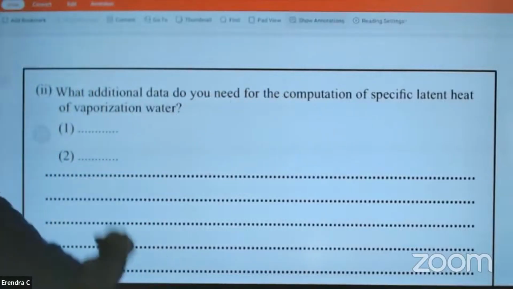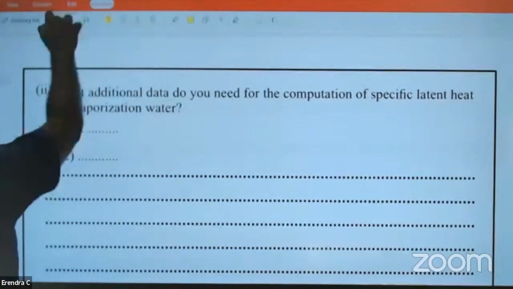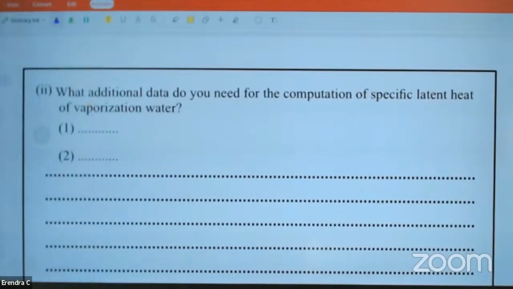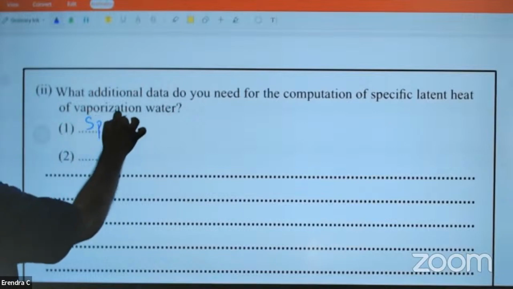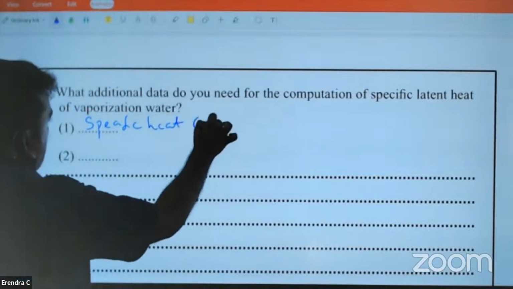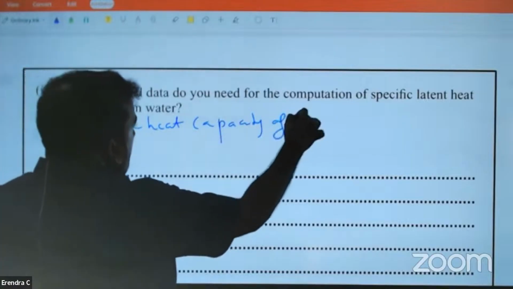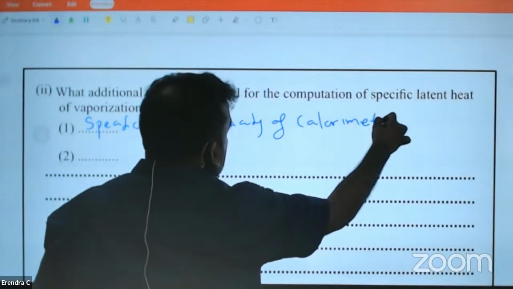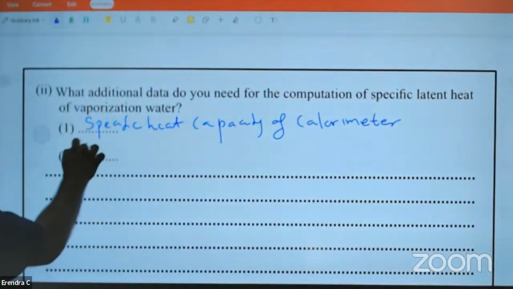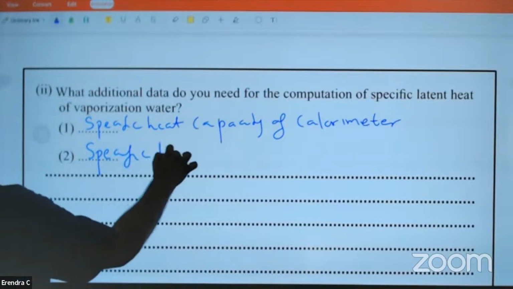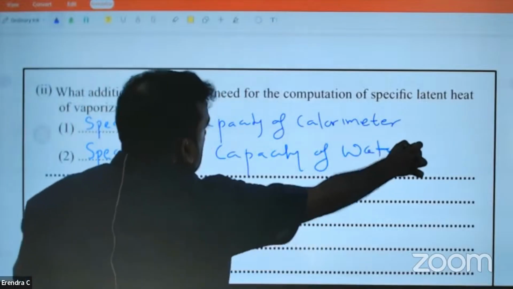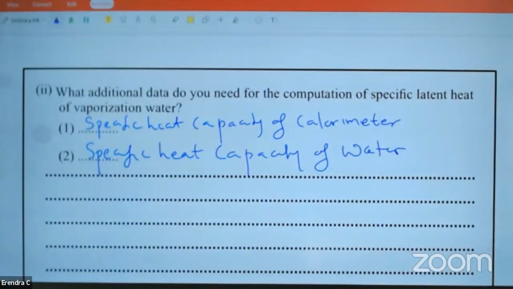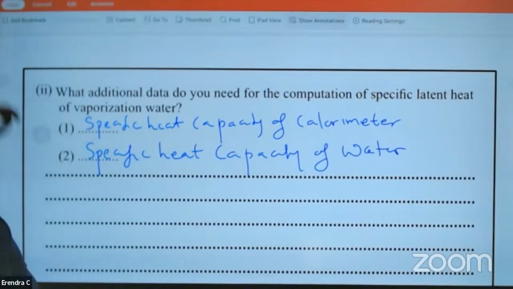What additional data will you need to compute the specific latent heat of vaporization? You will need the specific heat capacity of the calorimeter. Then you will need the specific heat capacity of water.